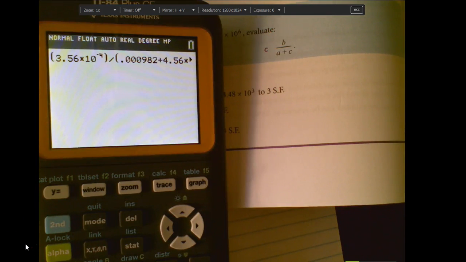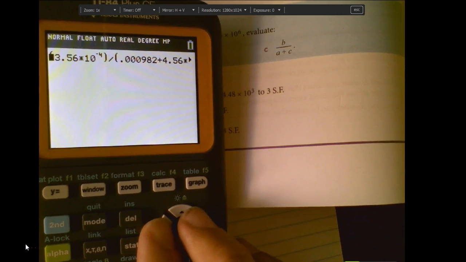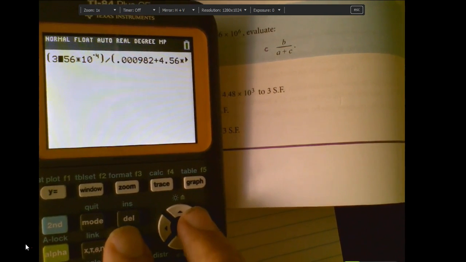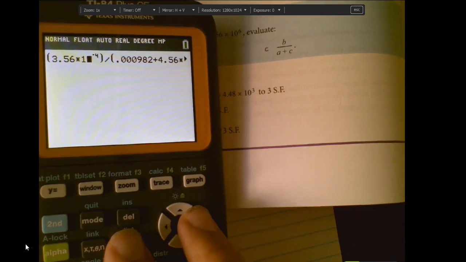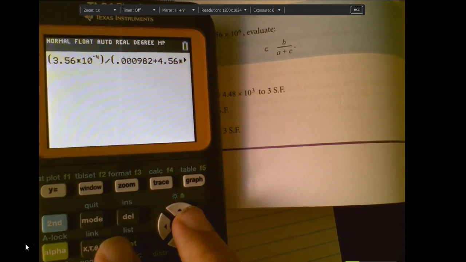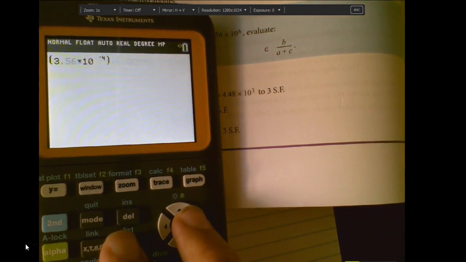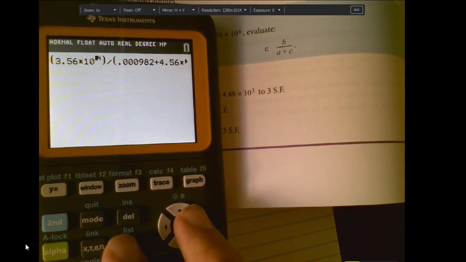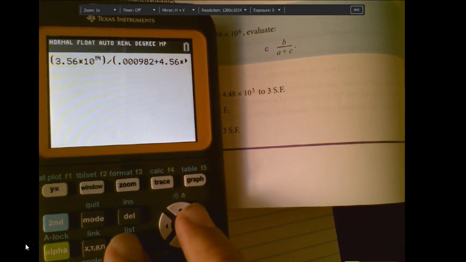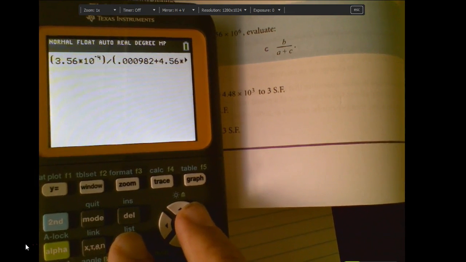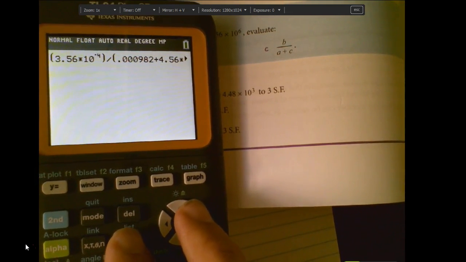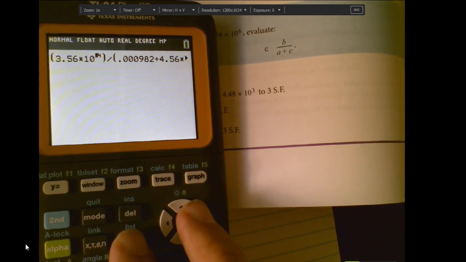So here you go. I just typed that in my calculator, and here's what it would look like. I did the 3.56 times 10 to the negative 4th on top, and I grouped those in parentheses. You might not have to do that for the numerator, but I do it just to play it safe. Side note, make sure you use the negative button, not the minus sign, for this negative right here. Otherwise, your calculator will probably just give you an error symbol. So make sure you use the negative button at the bottom of the calculator, not the minus sign.